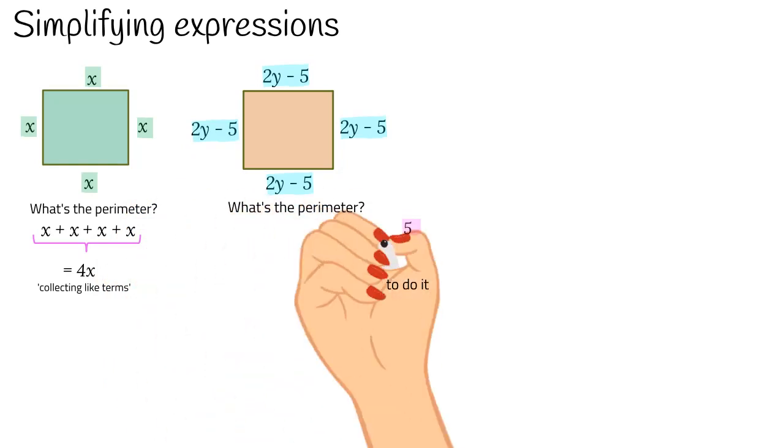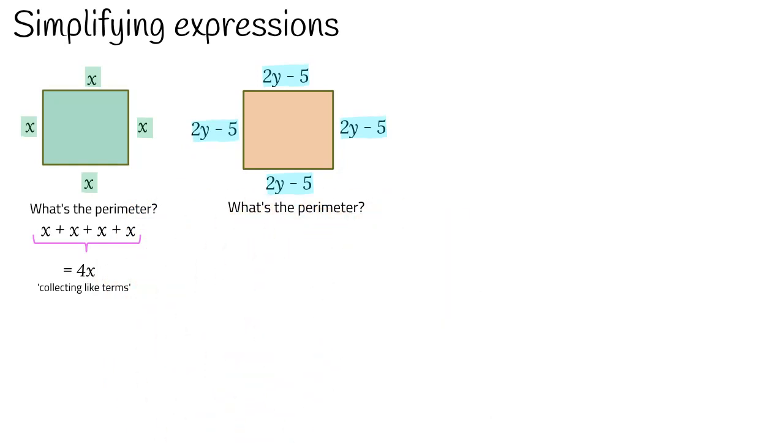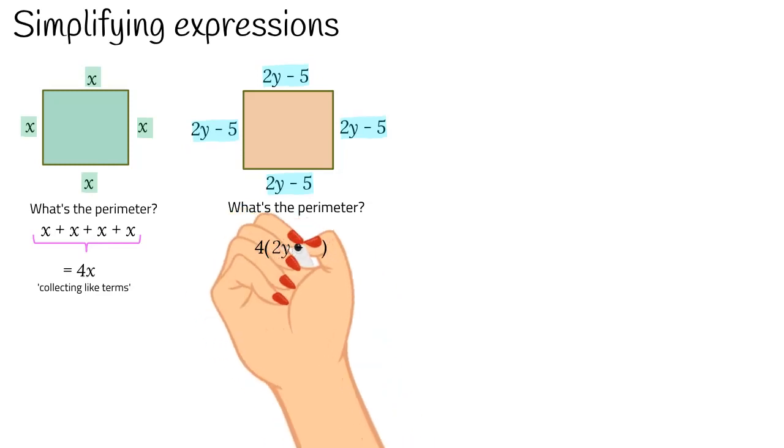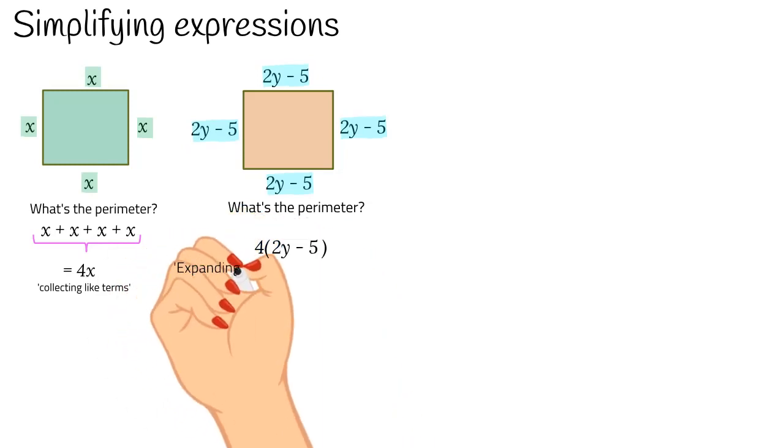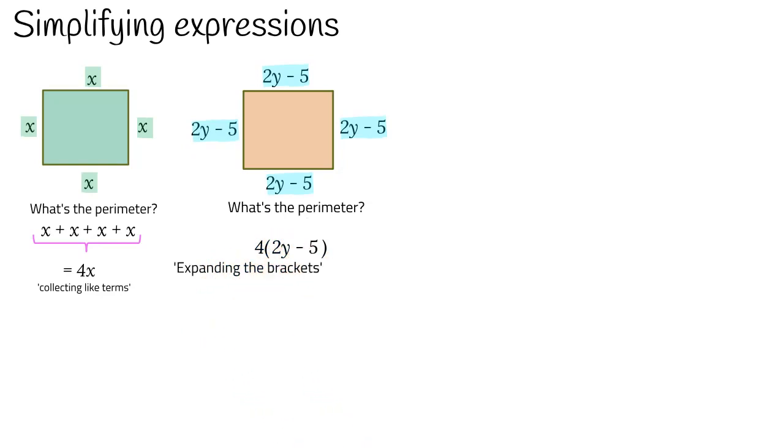And that's using a multiplication, because we know all the sides are the same, so we can just do 4 multiplied by 2y minus 5. And then we use a process which we call expanding the brackets. And this process involves multiplying what's outside the bracket with everything that's inside the bracket.